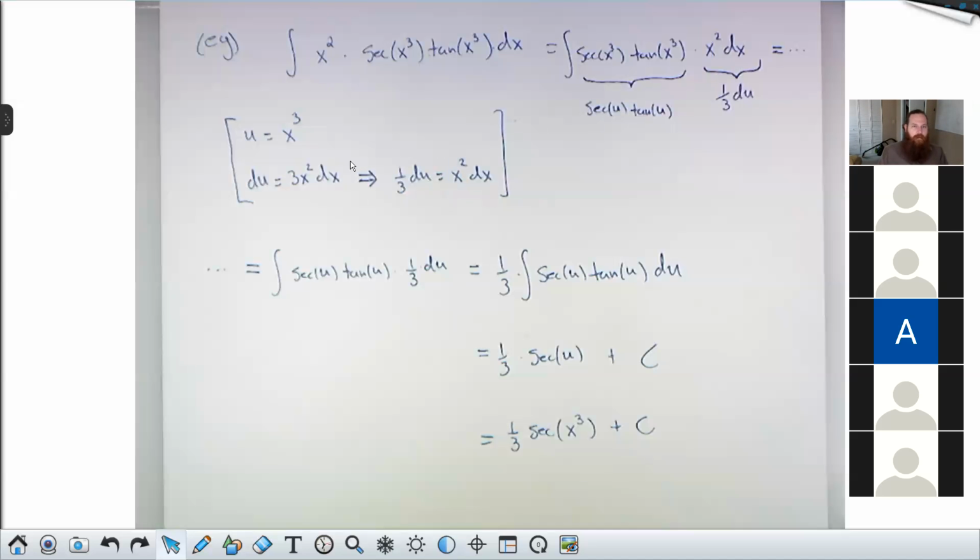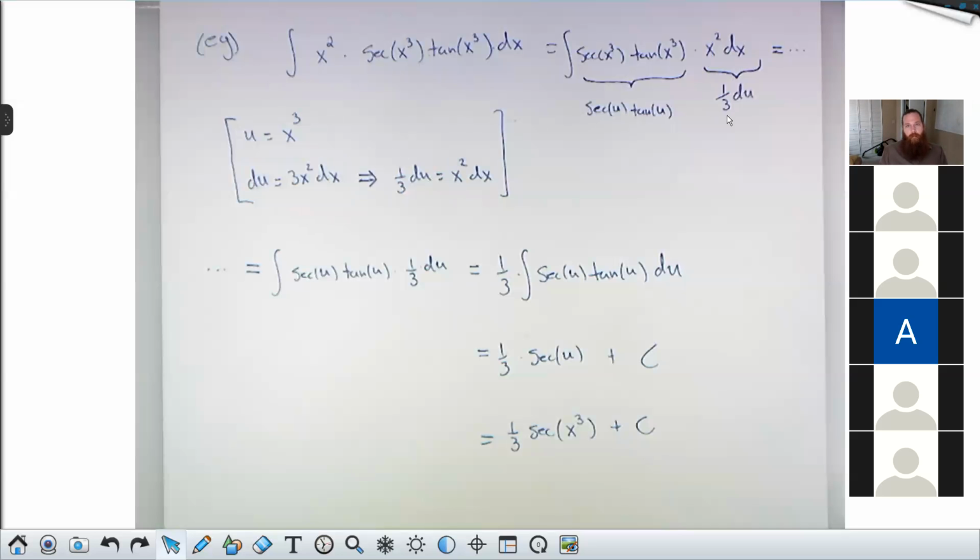Another way to do this is to solve this for dx. You could get dx is 1 over 3x squared times du, and then you could cancel the x squareds. That works okay, as long as things don't get too complicated.